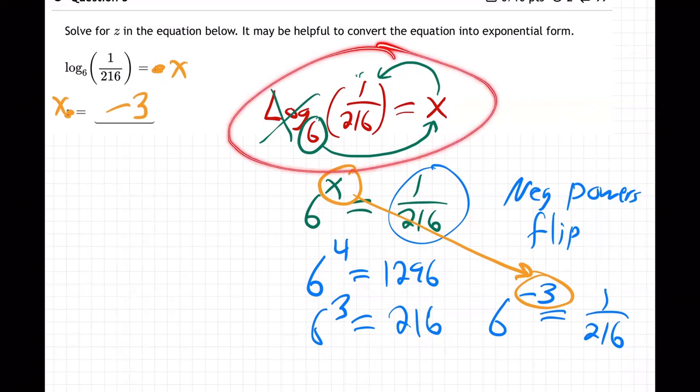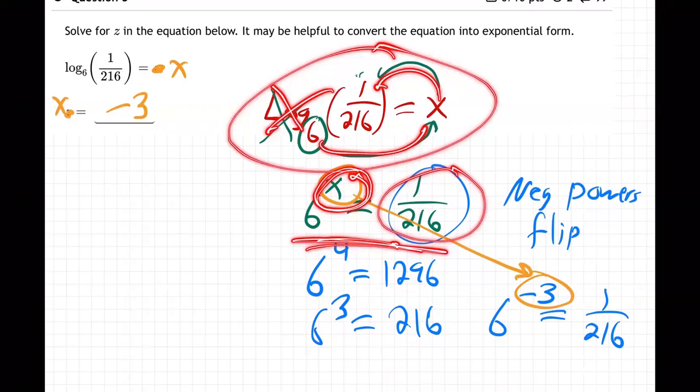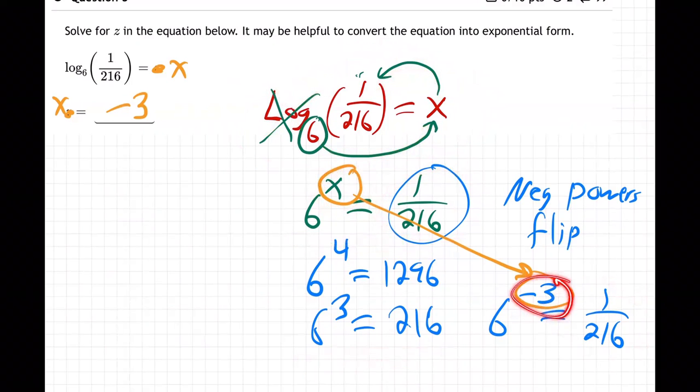So we take the original log statement, we lose the log word and do the swish thing, changing it to a power statement. And then you just guess on your calculator. You're trying to find what power on this 6 will make it 1 over 216. You know it's going to be negative because that's how it flips to be a fraction like that. So then you just guess around till you find, oh, 6 to the 3rd power is 216. So the answer must be negative 3rd power. It'd be 1 over 216. So the power on the 6, the x, is negative 3. And that's our answer. There we go.